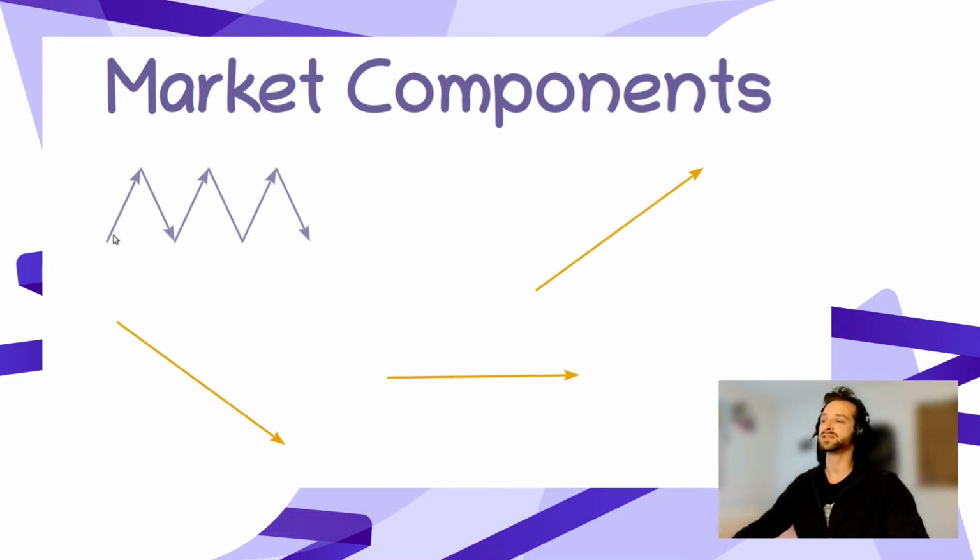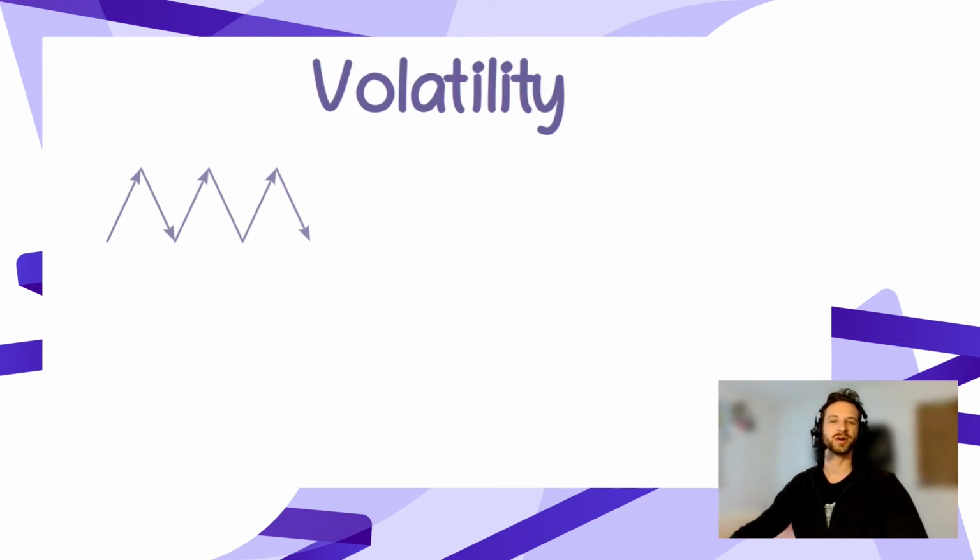The high frequency changes of the price of the asset, which is coupled with three trends: a downward trend, a sideways trend, and an upward going trend. Let's move on to our first component, which is volatility.